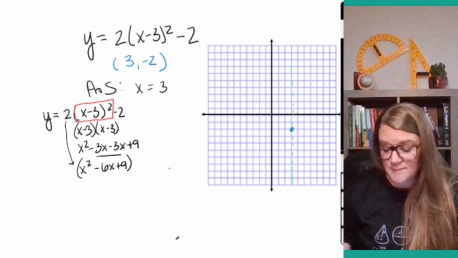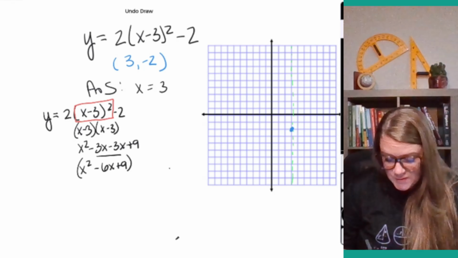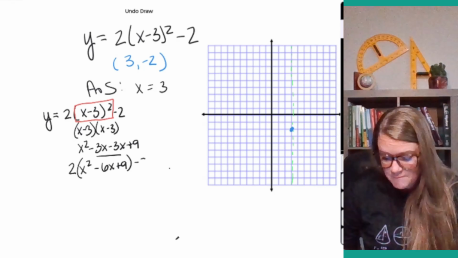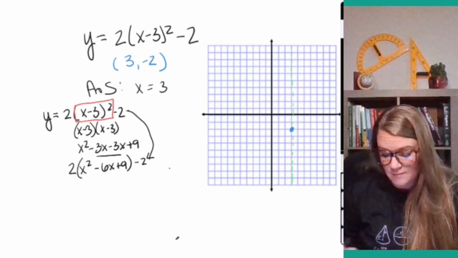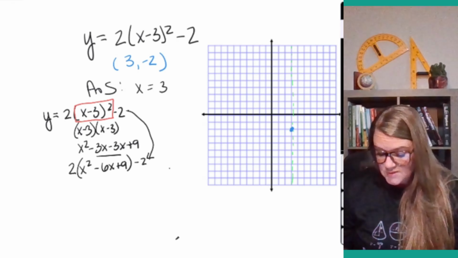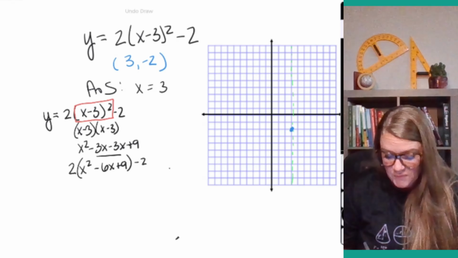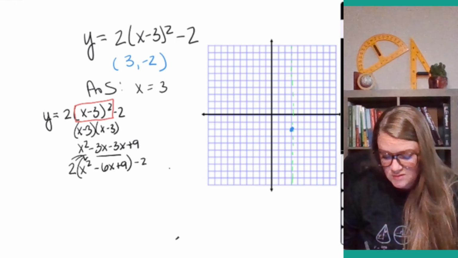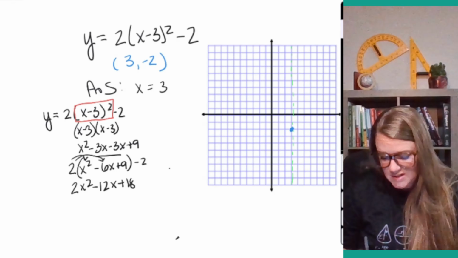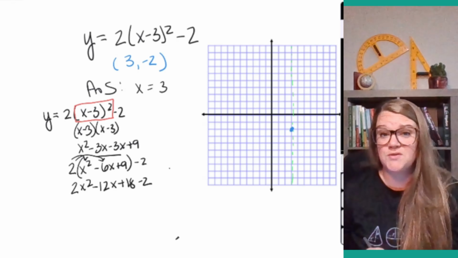I'm taking 2 times that entire thing, so I'm going to put that 2 back in front. I also have that minus 2 at the end, which can come down. Now I have to keep going. I'm still not in standard form yet. I have to distribute this 2 into the parentheses. So I'm going to get 2x squared minus 12x plus 18. Still have that minus 2 at the end.